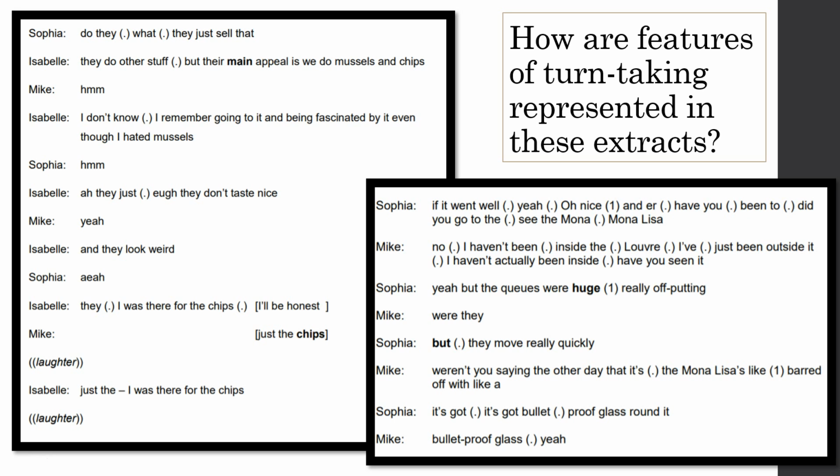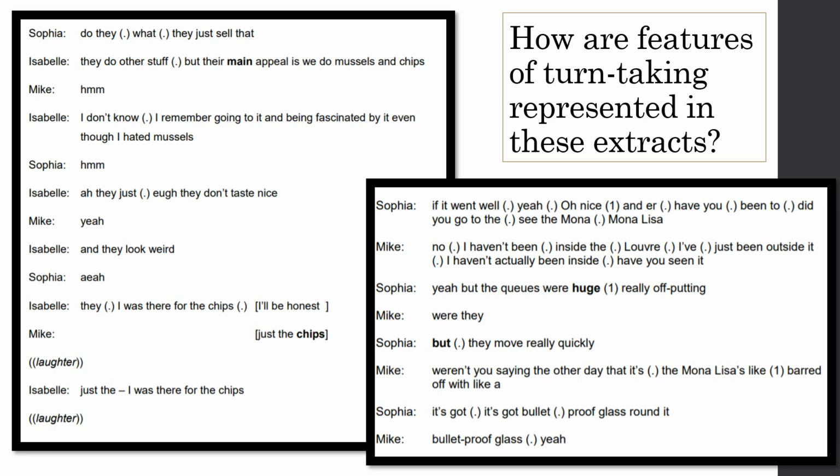So this is a very cooperative example of speech, where Mike and Sophia are obviously listening to Isabel, and not only that, but they're using other verbal ways of confirming that they're listening, such as their laughter. And that joke is so good, they all laugh at it twice.